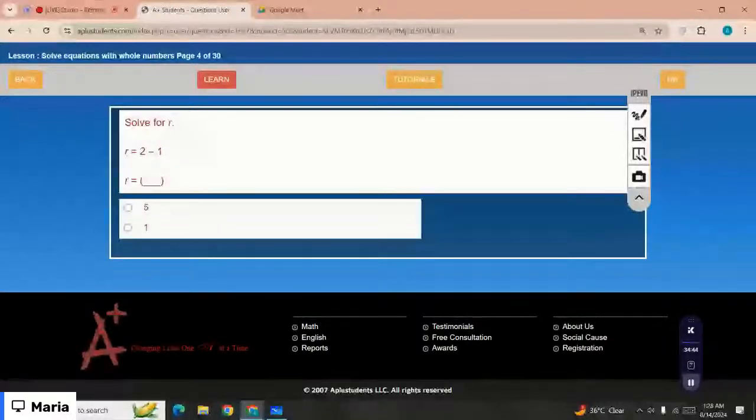The next one is solve for r. You have to do r equals 2 minus 1. So which is the correct option? The correct option is 2 minus 1. R equals 2 minus 1. That is simply 1. The correct option is 1.